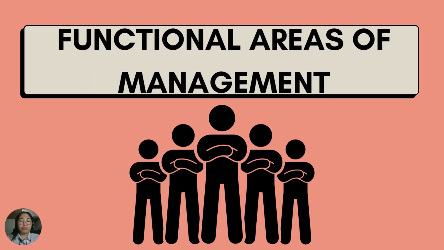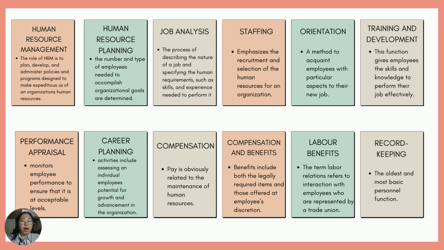Functional areas of management is the next topic for this chapter. So there are 12 under these areas of management. The first one is the human resource management, or what we call the HRM. So their role is to plan, develop, and administer policies and programs designed to make expenditures use of an organization's human resources, ay yung mga staff or employees natin. So, their objectives is to utilize the human resources to give a desirable working relationship among members of the organization and to maximize the individual development of our employee. And also, the major functional areas of HRM is planning, staffing, employee development, and employee maintenance.